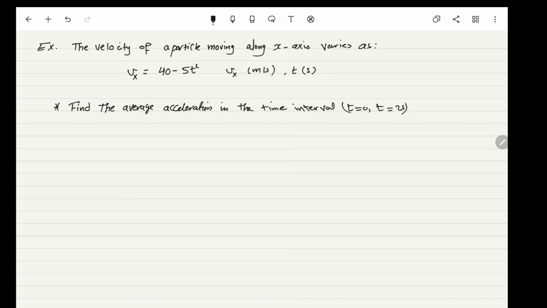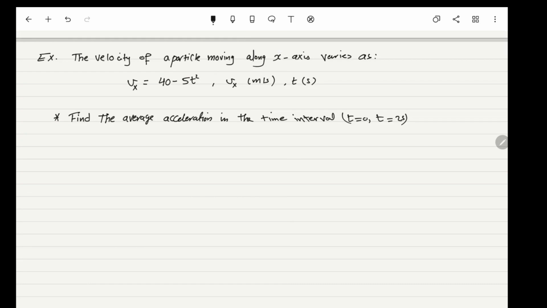Example: the velocity of a particle moving along the x-axis varies as follows. Vx equals 40 minus 5t squared, where Vx is measured in meters per second and t in seconds. Find the average acceleration in the time interval t equals 0 to t equals 2 seconds.